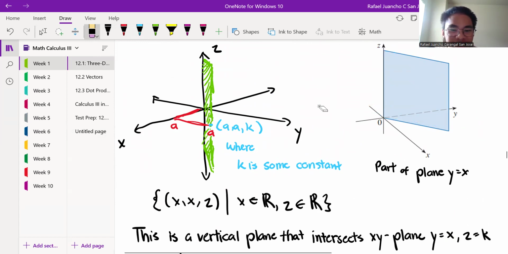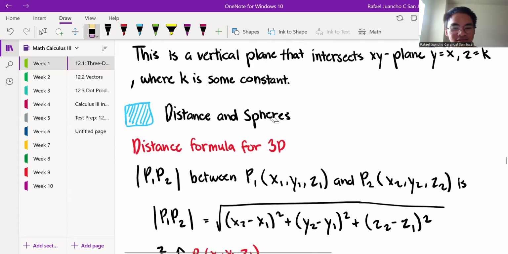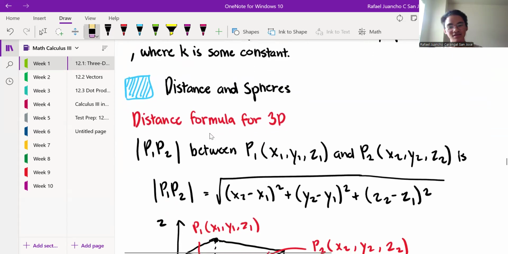So that's fun. Anyway, and then k is some constant because we didn't specify what k is or what z is. Z could be anything, no restrictions.